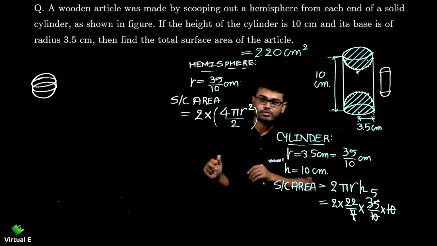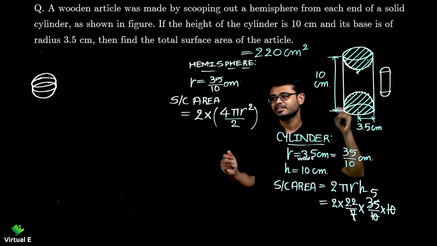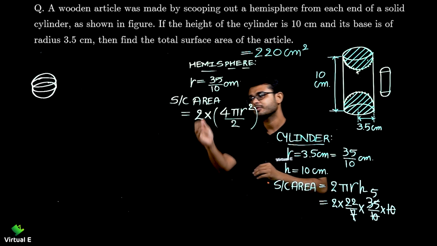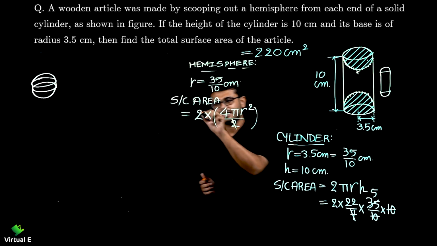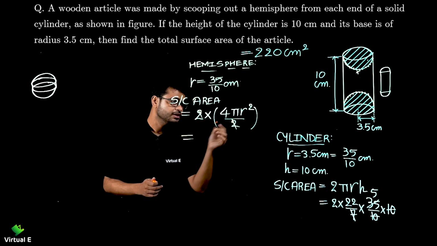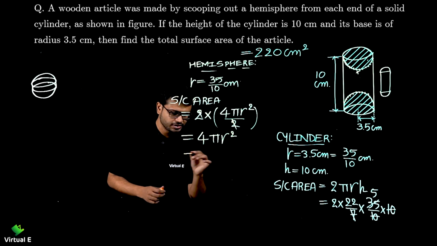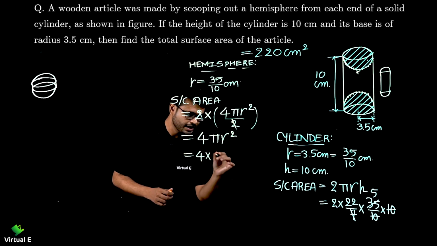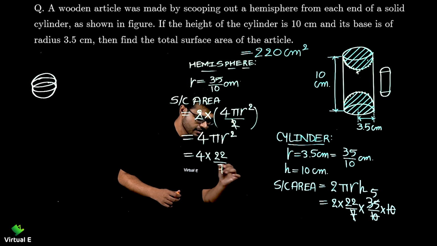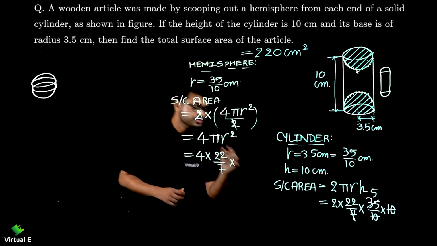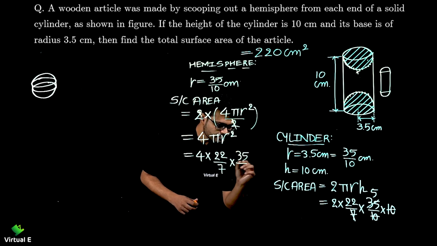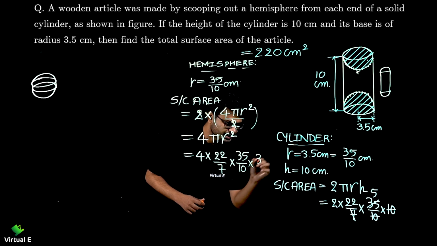And why this 2 over here? Because there are two hemispheres, so I have written 2. This 2 will get cancelled. So what's left here? 4 pi r square. So 4 as it is, pi 22 by 7, and r square, which is 35 by 10 squared. So I need to write it a second time as well, 35 by 10.